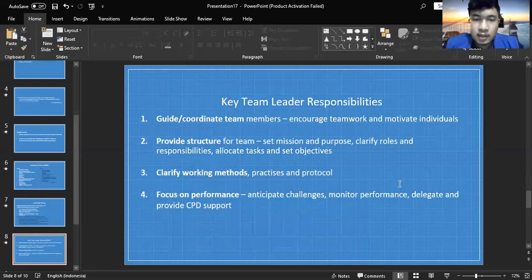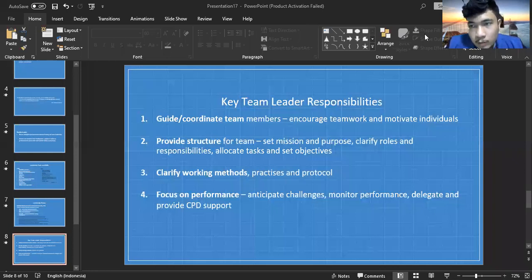The next part, key team leader responsibilities. To be a leader, you must guide or coordinate your team members. You must encourage your team and motivate individuals. Like I said, you must give them positive energy so the teamwork can be good.